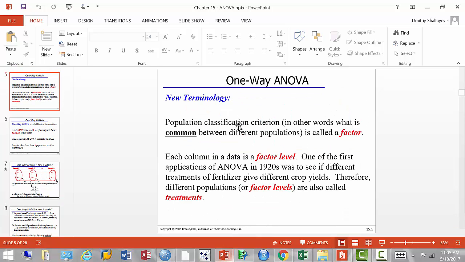Now, let's discuss new terminology, new definition, okay? A factor of study. We actually did that already when we talked about two populations. Remember when we compared two populations, what was the example that we used in class for independent samples, for example?